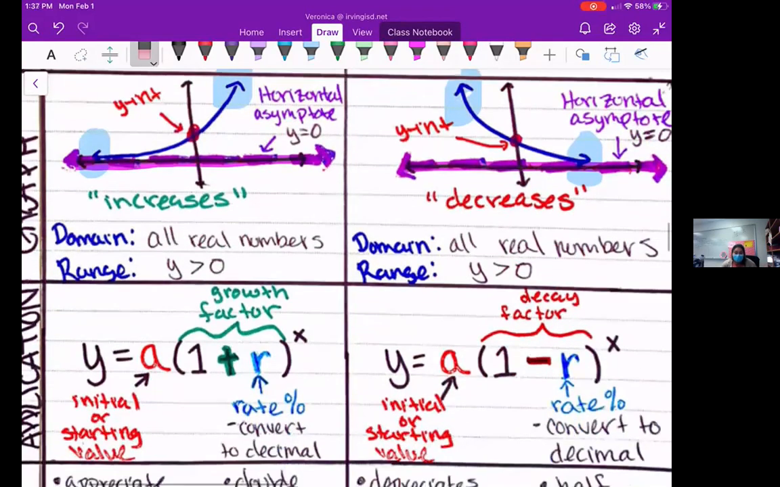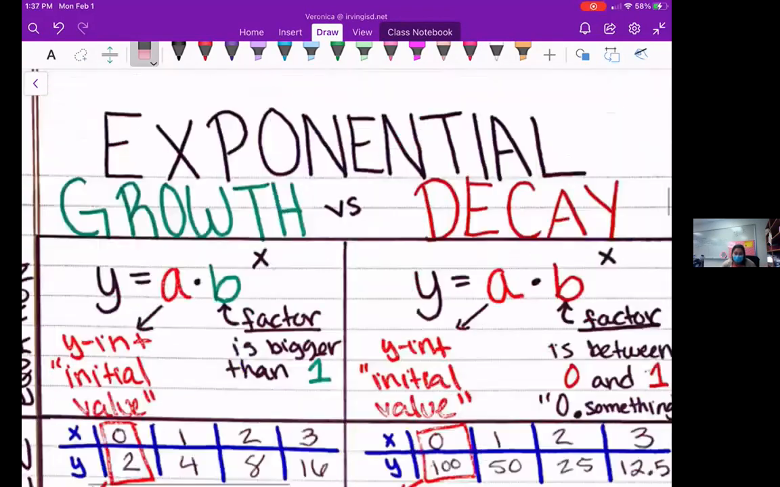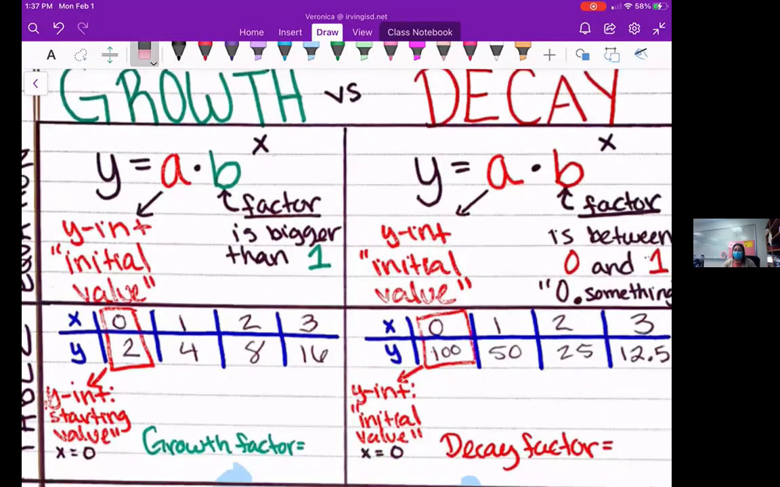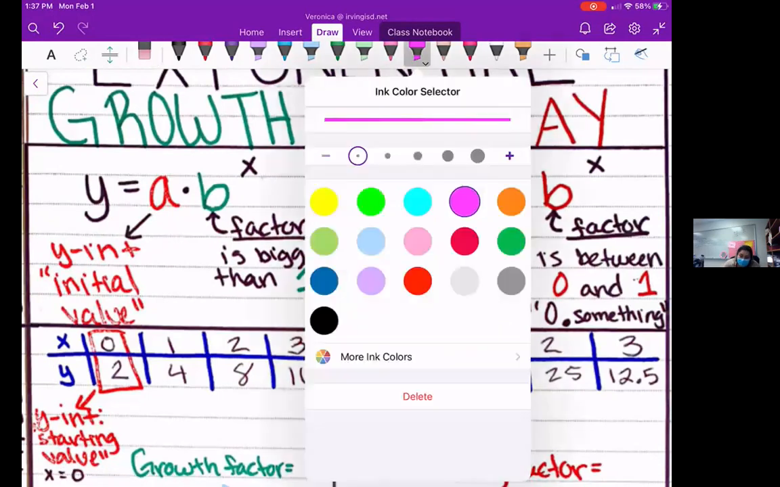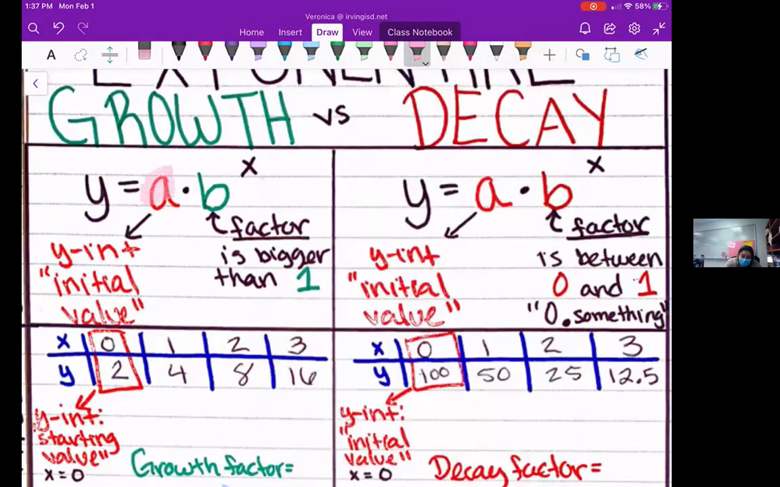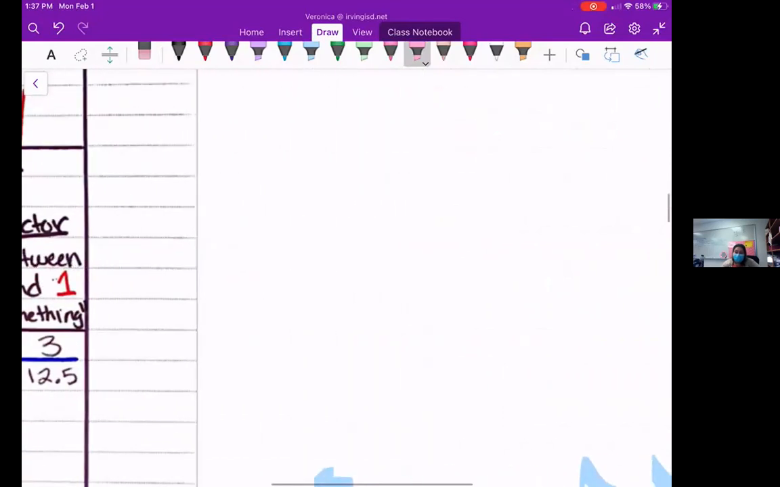Now, the next thing we're going to look at is we're going to come up here and look at the equations of both of these. Now remember, on the left we have growth and on the right we have decay. The thing that you're going to see that they both have in common is the fact that they both have an A, right? And notice that your A is in the front for both of them. And your A is your y-intercept, which is your initial value, which is where it starts, okay?